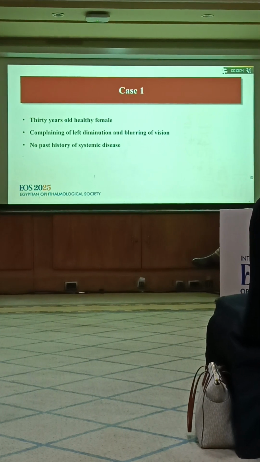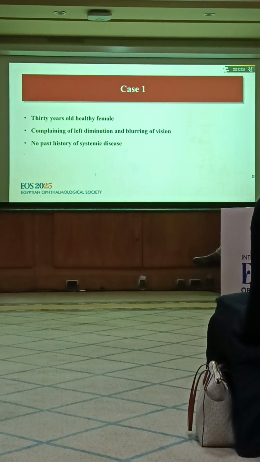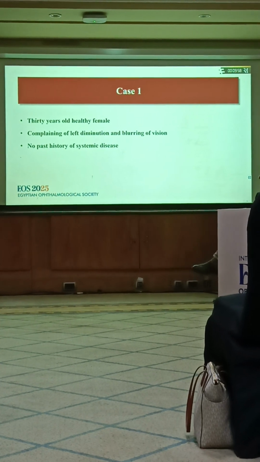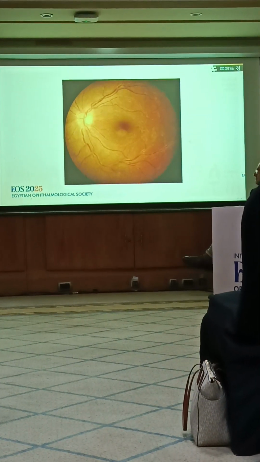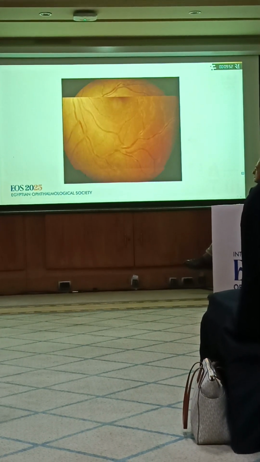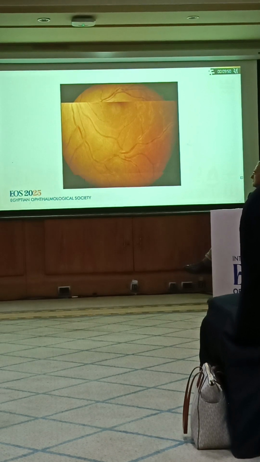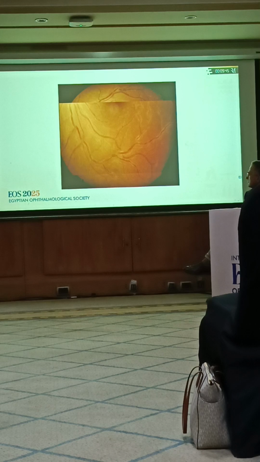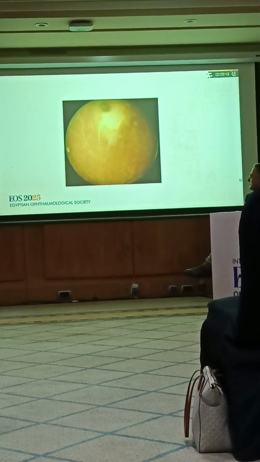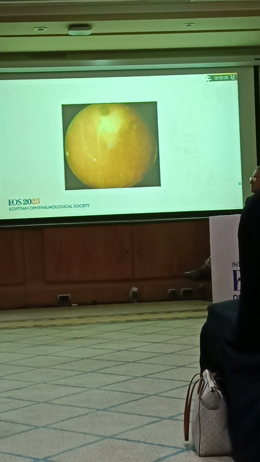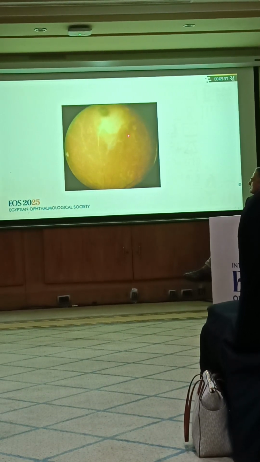Case 1, a 30-year-old healthy female complaining of left diminution and blurring of vision. There was no past history of systemic disease. As we can see, there is a vascular sheathing affecting mainly the lower veins, as we see here. But as we look up in the fundus, there is a focus of necrotizing retinitis with vessels leading to it sheathed.